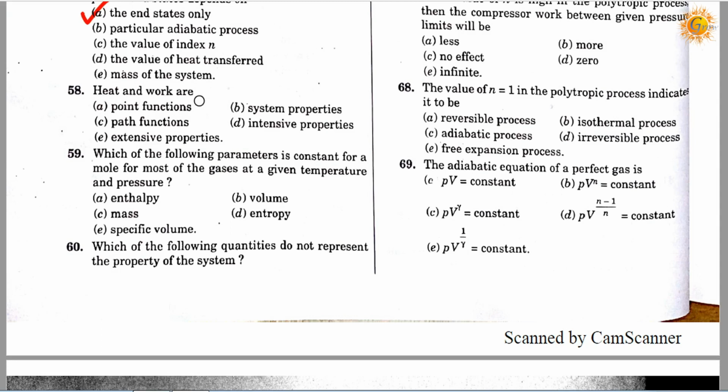Question number 58. Heat and work are: option A, point function; option B, system properties; option C, path function; option D, intensive properties; and option E, extensive properties. Correct answer is C, heat and work are path functions.